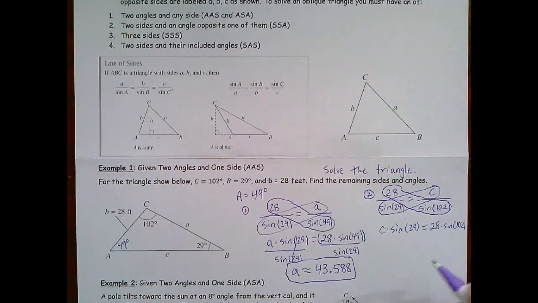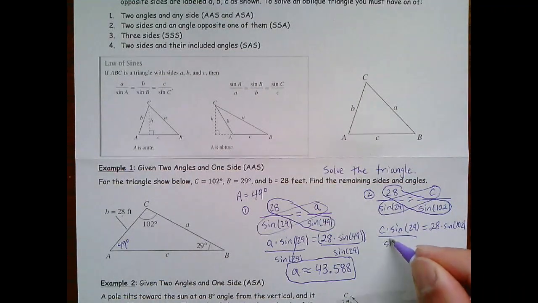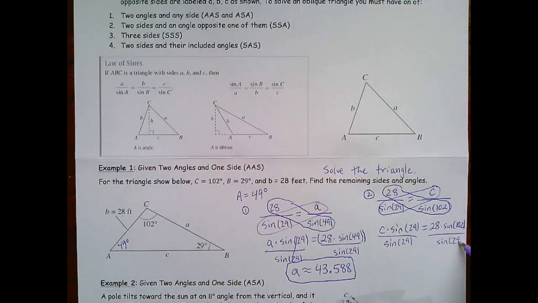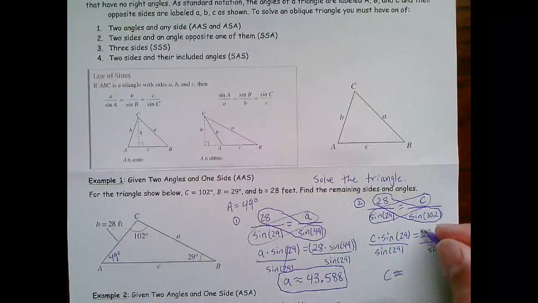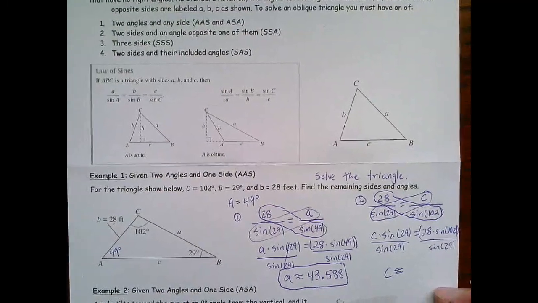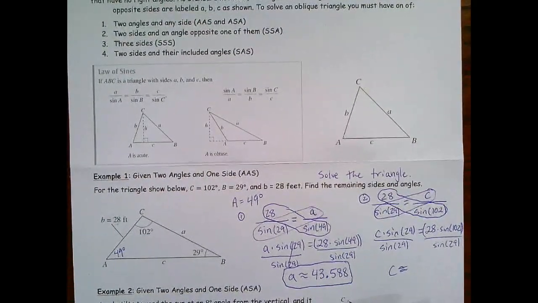All right, get C by itself. I see multiplication, so I will use division, very similar to what we did in the first one. And I would have something like this: C is approximately 28 times sine of 102, all over sine of 29. Again, I use an extra set of parentheses on the top there just so the calculator doesn't freak out. I'll type it in with you just to make sure we have it.